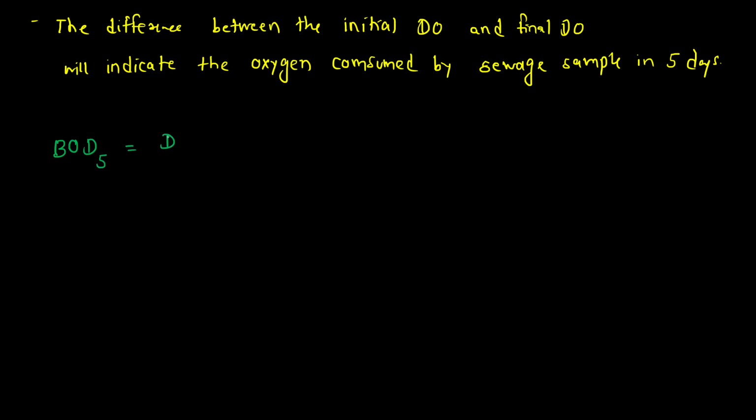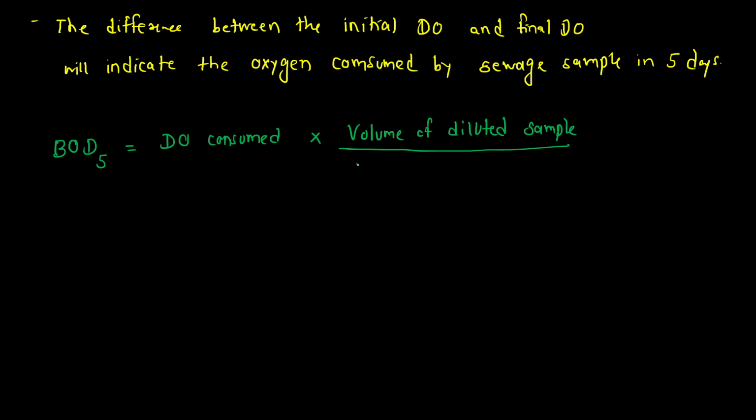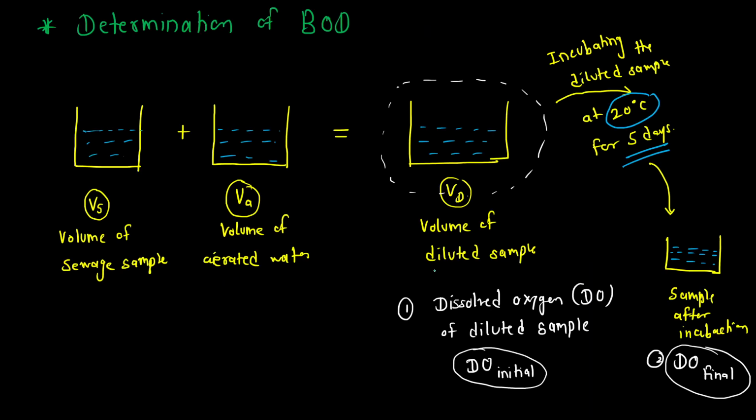So this is calculated by DO consumed multiplied by volume of diluted sample divided by volume of undiluted sample. Undiluted sample. Now here quickly we will see what is the diluted sample. See, this here, this is the volume of diluted sample VD.